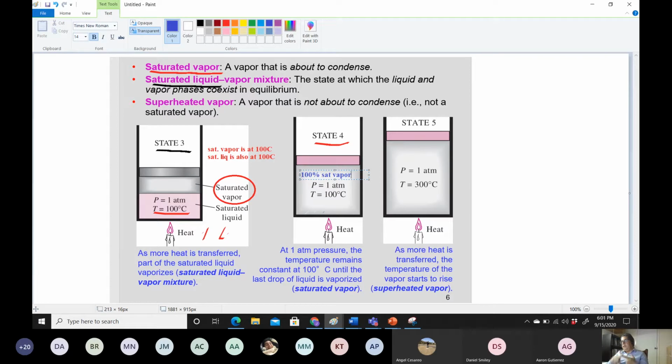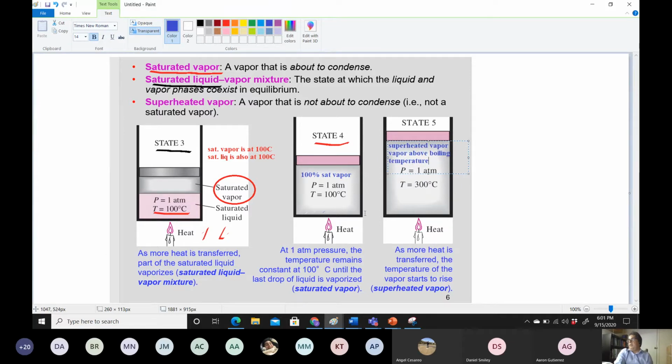Basically, we're just going through the boiling. State 2 is the beginning of boiling. State 3 is halfway through the boiling. State 4 is we just boiled the last drop. We're at the end of boiling. And now that leads us to state 5, where we get superheated vapor. What we mean by superheated vapor is vapor above boiling temperature.